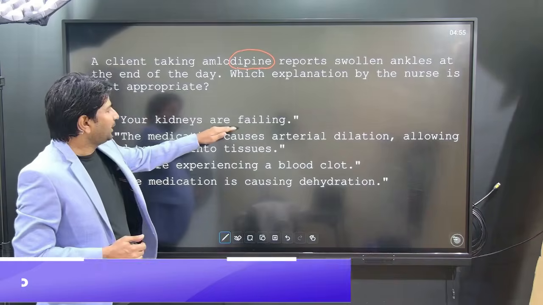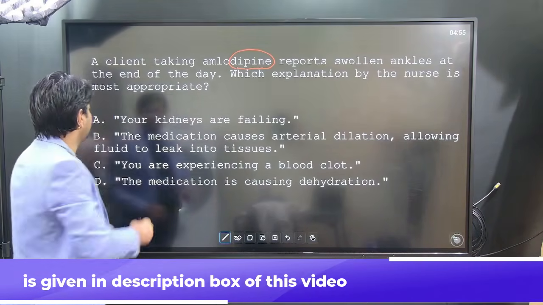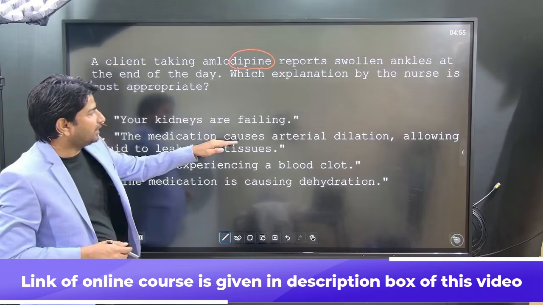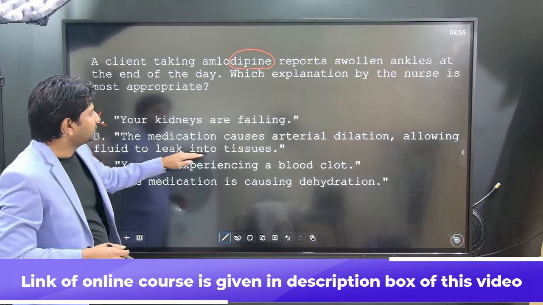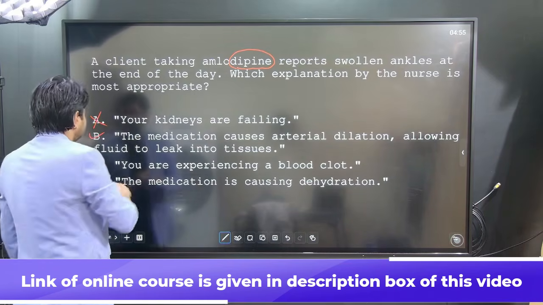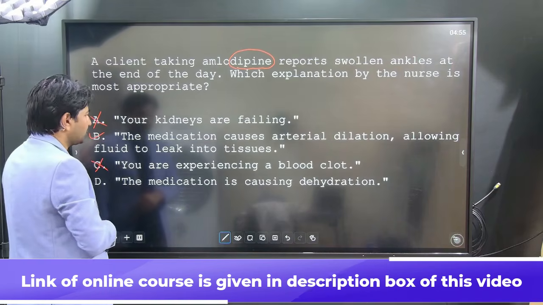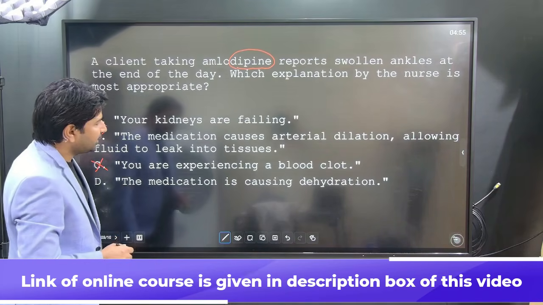"Your kidneys are failing." No, this swelling is not due to the kidney. "Due to kidney failure, the medication causes arterial dilation, allowing fluid to leak into tissues." Yes, this is the correct statement. "You are experiencing a blood clot." This is the wrong statement. "The medication is causing dehydration." No.